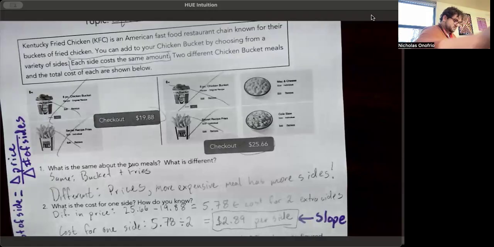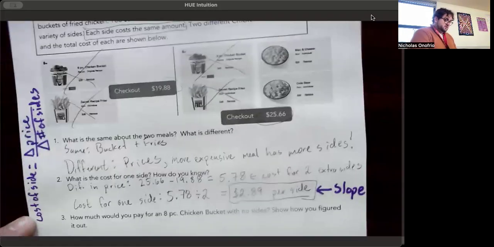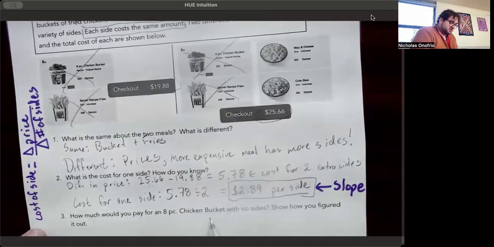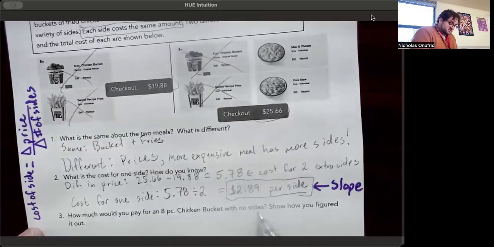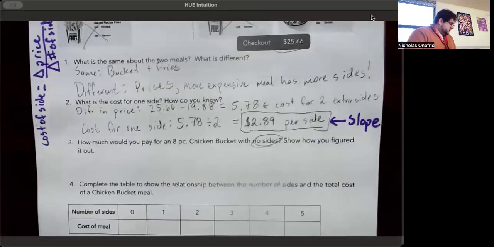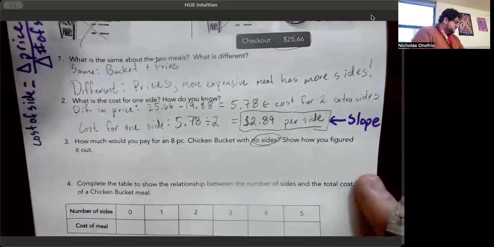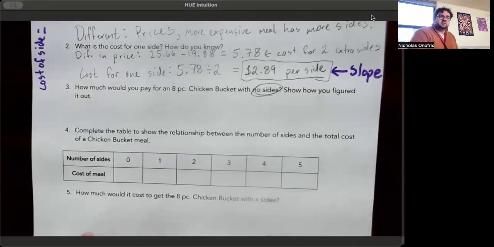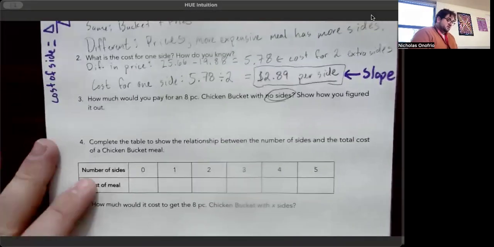All right, let's look at number 3. Now, how would you pay for an 8-piece chicken bucket with no sides? Show how you figured it out. Go ahead and take 3 minutes to solve the problem, and then we will come back together. Go ahead and pause now.